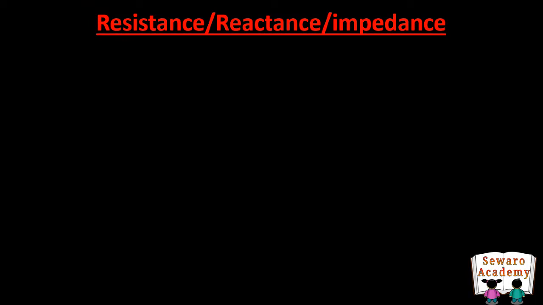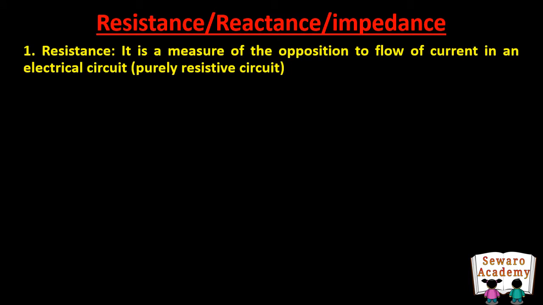At first, let us discuss resistance, reactance and impedance. About resistance, we have already studied in the lower classes. So here let me define resistance as a measure of opposition to the flow of current in an electrical circuit. And this electrical circuit should be a purely resistive circuit, so it means that the circuit should only contain resistors. And we normally denote resistance by R.